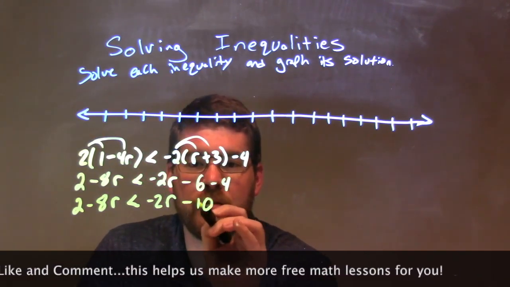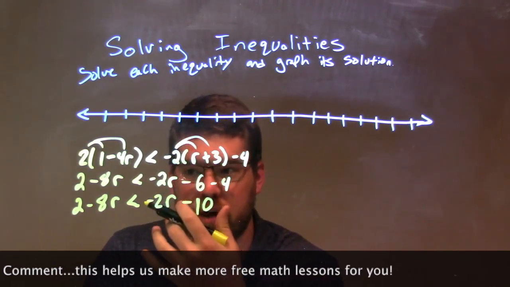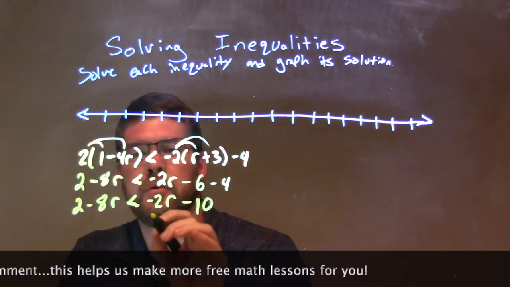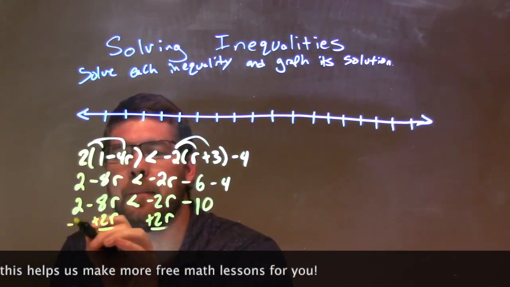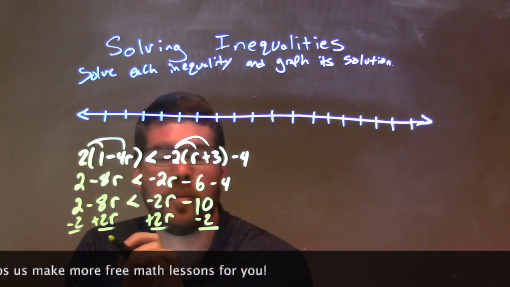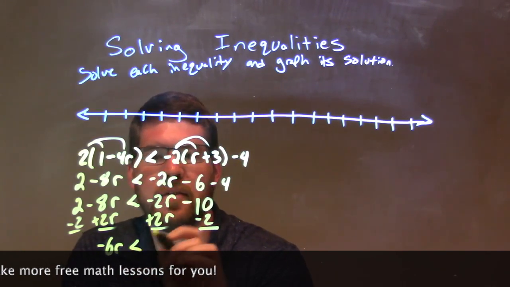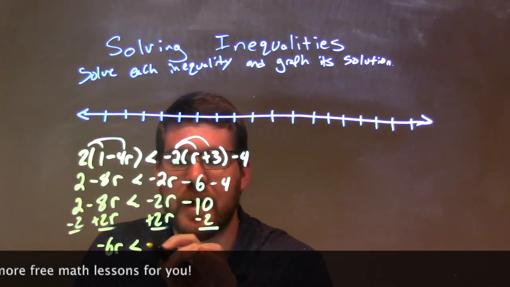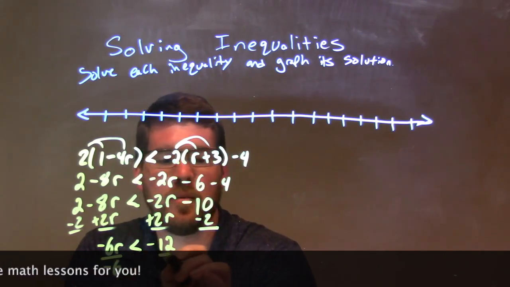That comes together to be negative 10. All right, so let's bring our numbers together and our letters together. So let's just add a 2r to both sides, plus 2r. And I'm going to minus a 2 to both sides as well. That gives me, well, negative 8r plus a positive 2r is a negative 6r. And that is less than, well, negative 10 minus 2 is a negative 12. At this point, I need to divide by negative 6 to both sides.